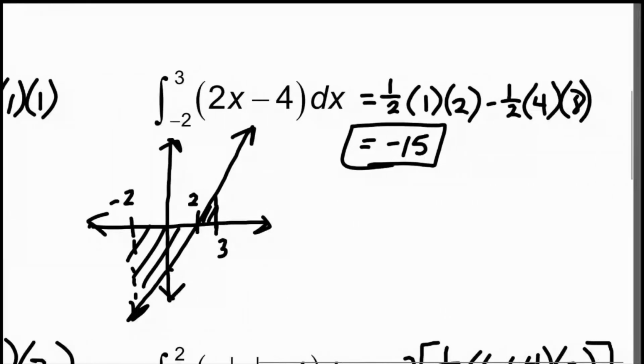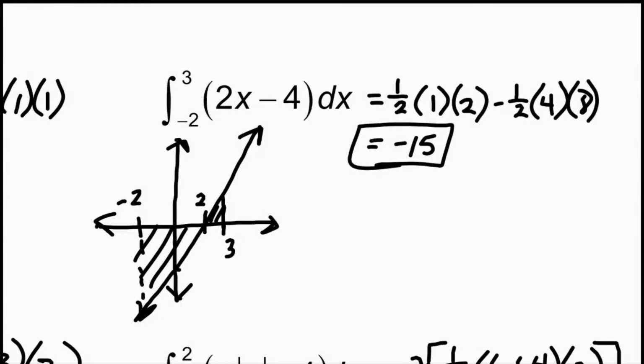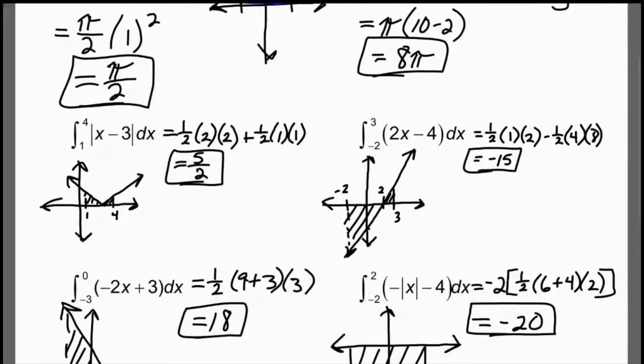Next one here, we have 2x minus 4. You can see we have area that's below the x-axis and area that's above. So I always do what's above minus what's below. You can always do negative 1/2 times 4 times 8 plus 1/2 times 1 times 2. But I like to put it in the order where it's the positive minus the negative, and then I don't have to worry about that. Either way, it's 2 triangles, very simple to do.